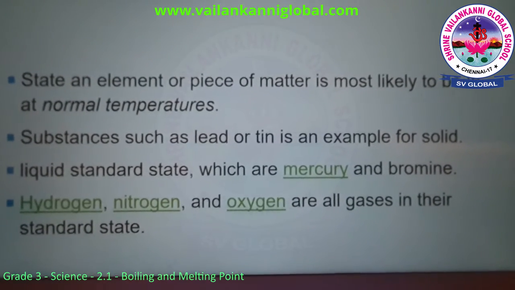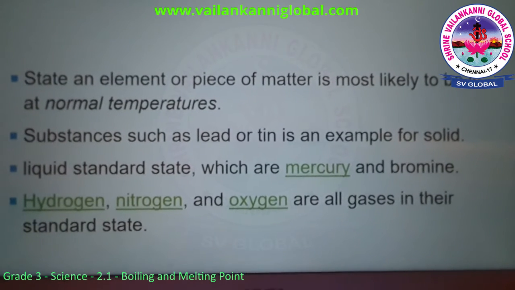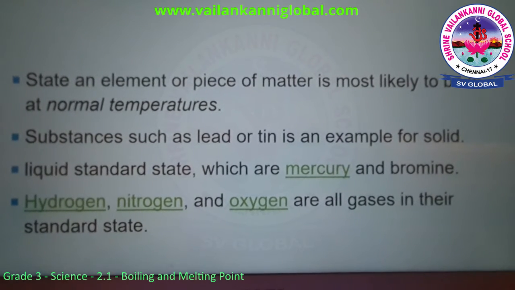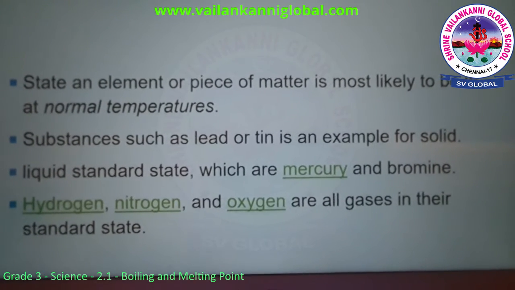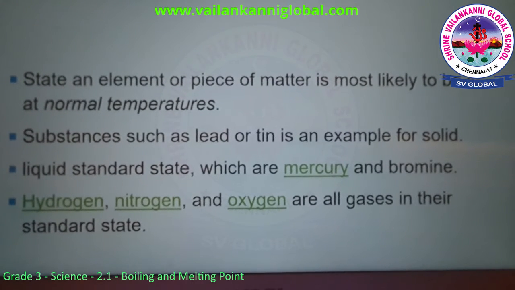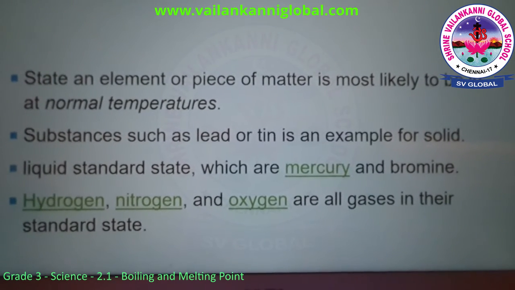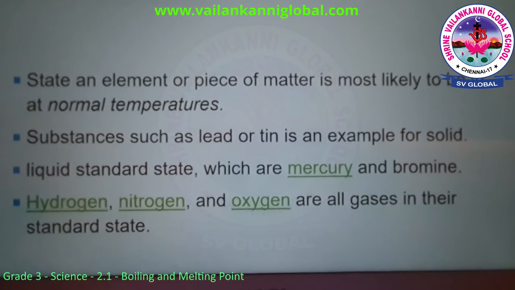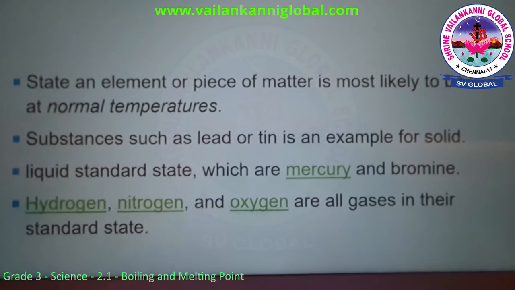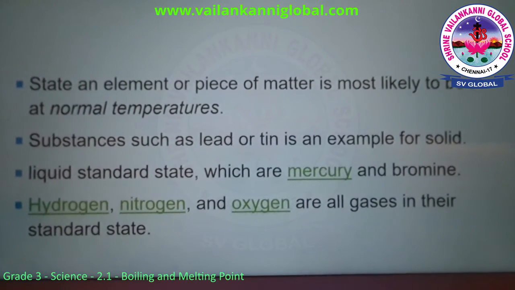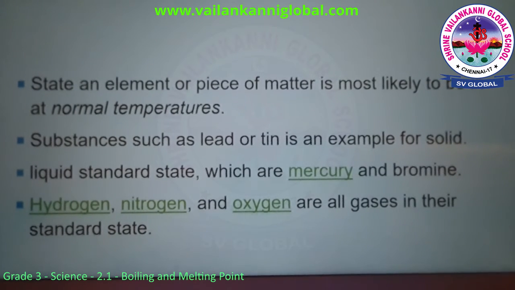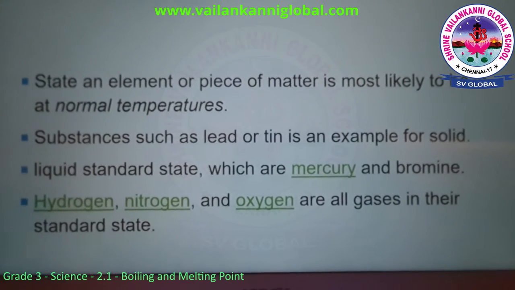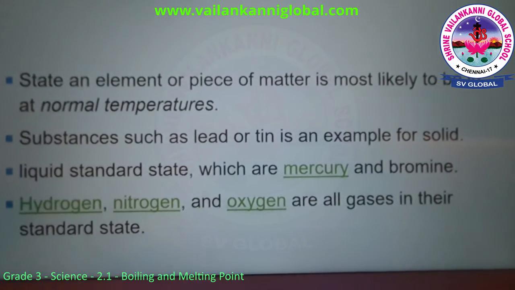If you've ever heard a scientist mention the phrase standard state, you should know this refers to the state an element or a piece of matter is most likely to be in at normal temperature. Pretty much every element's standard state is that of a solid. This is true for substances such as lead or tin. There are only two elements with a liquid standard state, which are mercury and bromine. Hydrogen, nitrogen and oxygen are all gases in their standard state.